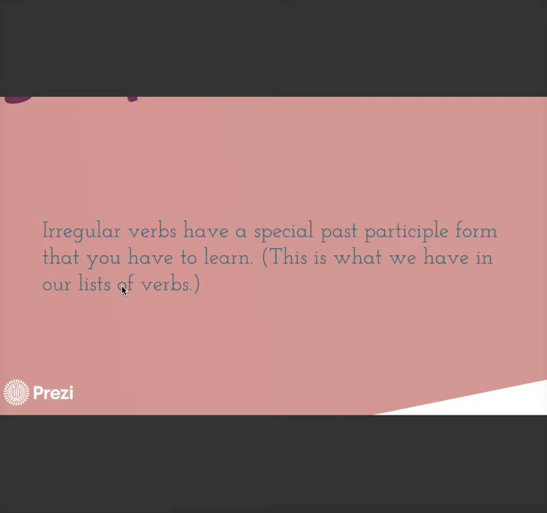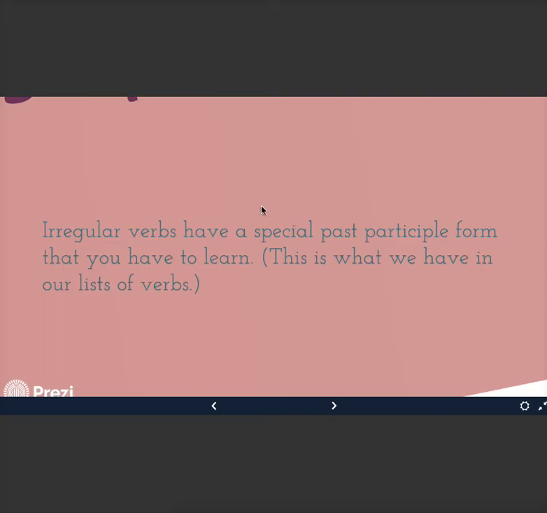Pueden mirar, por ejemplo, en las últimas páginas de su libro. Usualmente van a tener ahí la lista de verbos. So you can use it. In the next days, we will be doing some contests just to check how much you know the participle form of the verbs, okay? So, as irregular verbs have a special past participle, you have to memorize it.